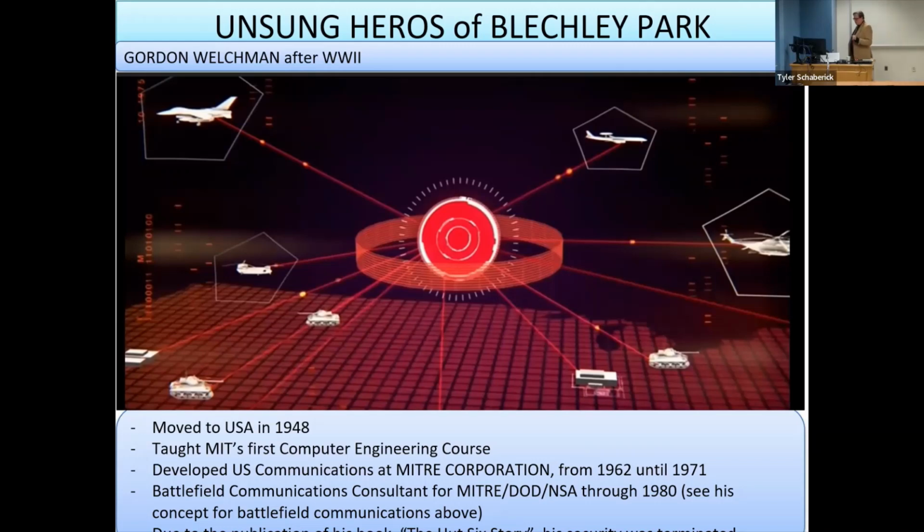So the last day of the war, what does Gordon Welchman do? I'm trying to find out what happened to Gordon Welchman. He moved immediately. They burned everything. He takes his wife and they move to Massachusetts. MIT hires him right away. But what's his first project at MIT? Build the first computer at MIT.